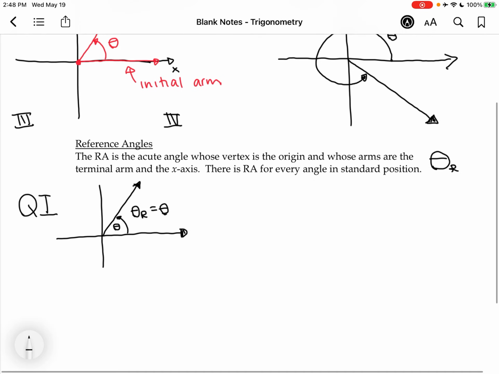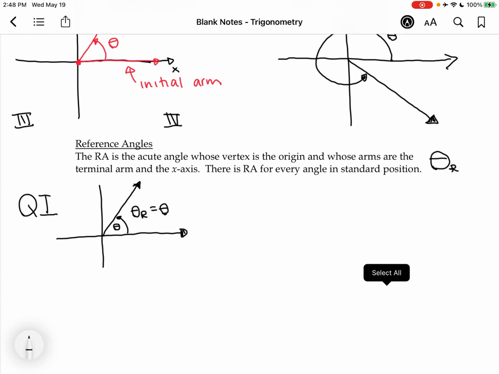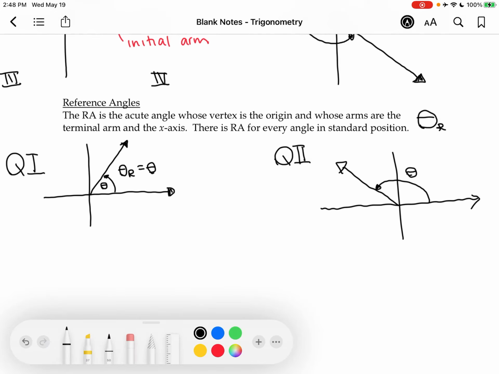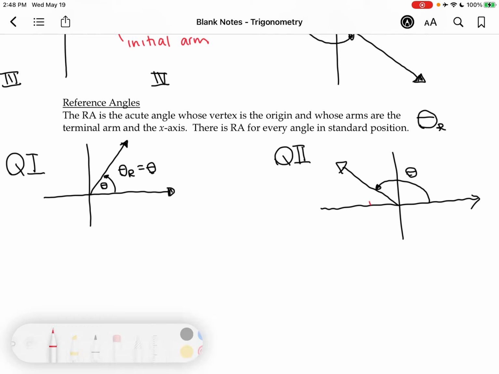Okay? In quadrant 2, here's the initial arm. Here's the terminal arm. So here is our theta. And your reference angle is the acute angle that is between the terminal arm and the x-axis. In this case, that's actually this angle here. This is our theta R.